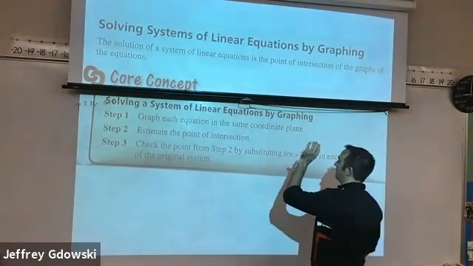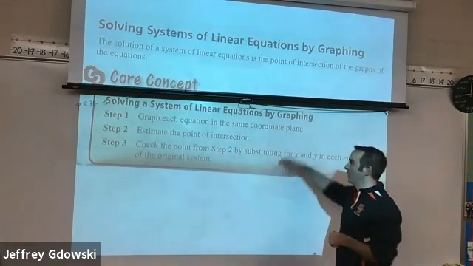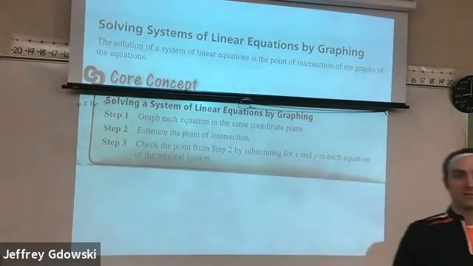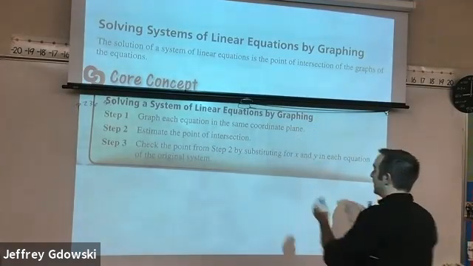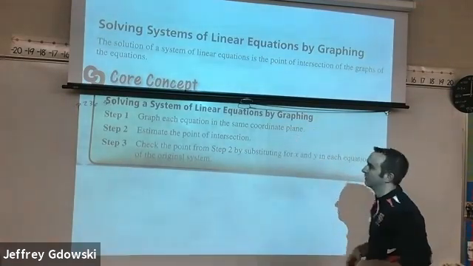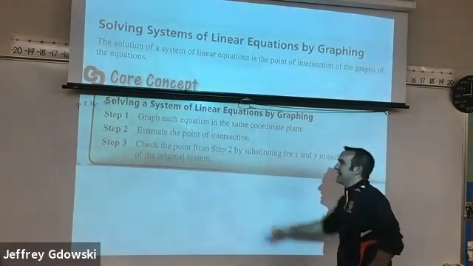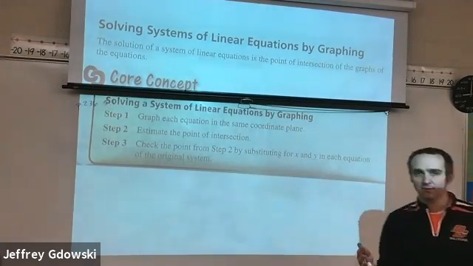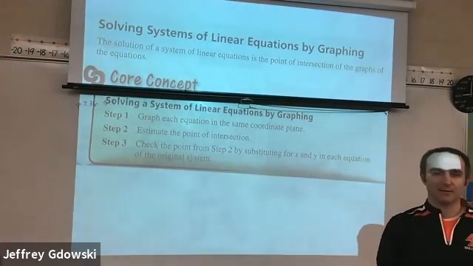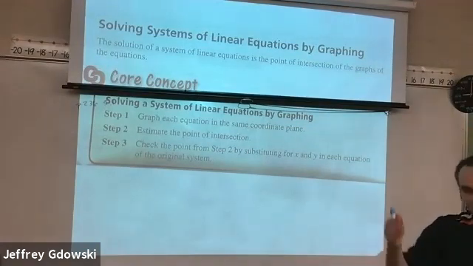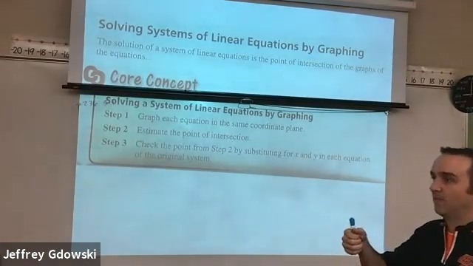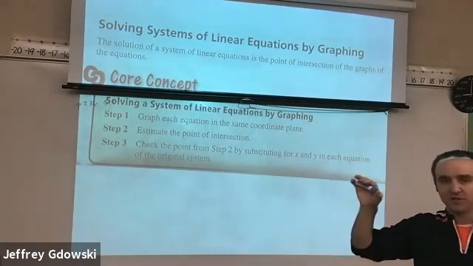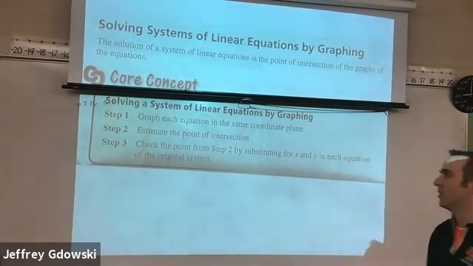To solve a system of linear equations by graphing, step one is to graph the equations. We're going to graph both lines on the same coordinate plane. Then it says estimate the point of intersection. I don't like that word estimate because it makes it seem like we're guessing. We're not guessing. We're going to find exact answers here by graphing. We're finding the exact point where these two cross.